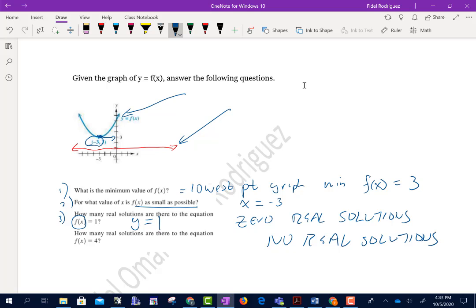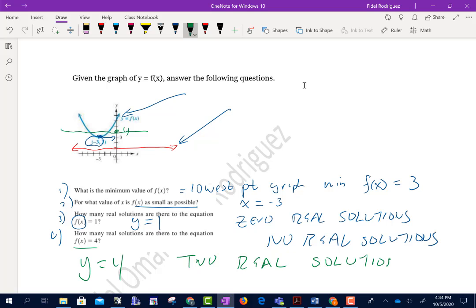Okay. Then question number 4 says, how many real solutions are there to f of x equals 4? So remember what f of x equals 4 means. That means y equals 4. So I'm going to go right here when y equals 4, and if I draw a horizontal line, how many times do we hit it? 2. So we would say 2 real solutions. Okay.